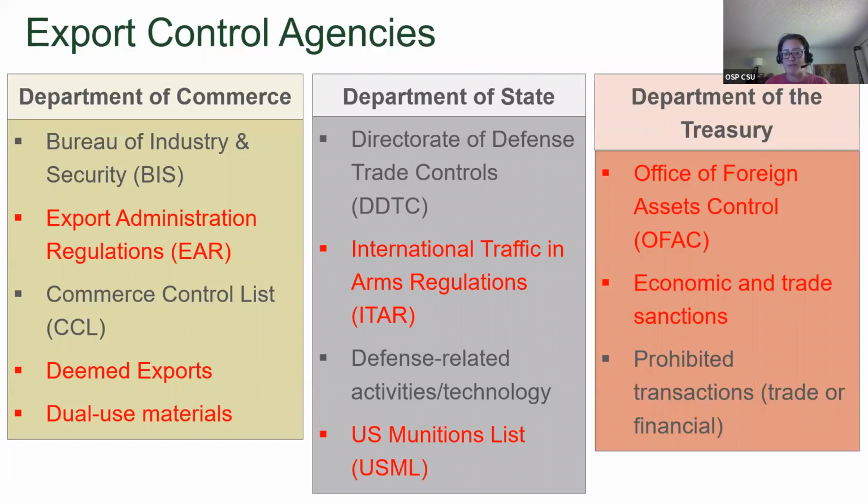So for me, this was just pure flashcard memorization. And there was actually a really good webinar done on what you need to know as a research administrator on export controls, and I'm happy to share that with folks if you didn't get a chance to see it.